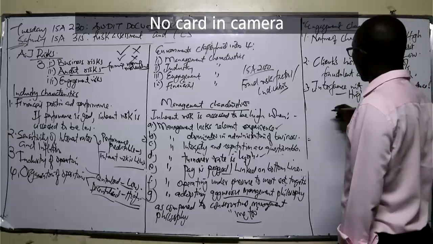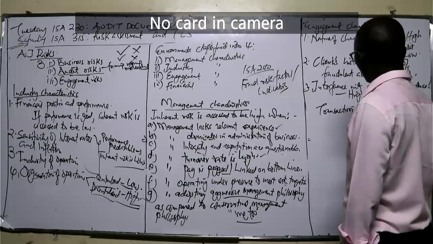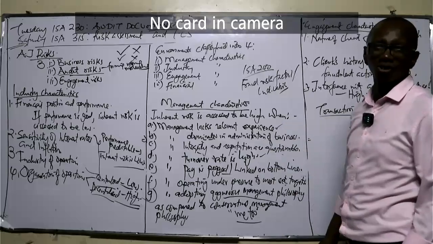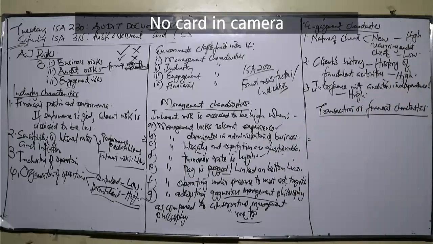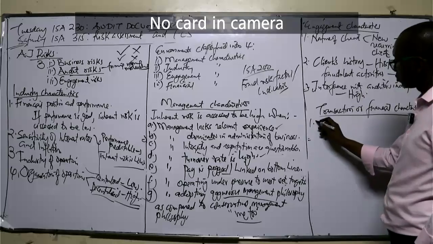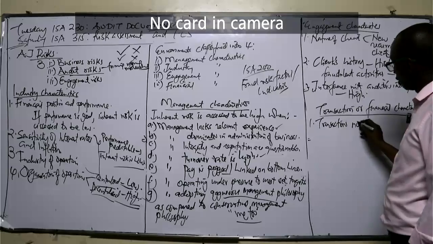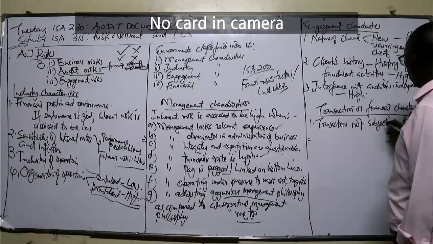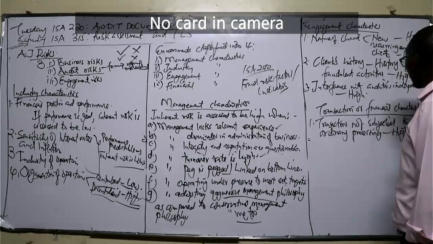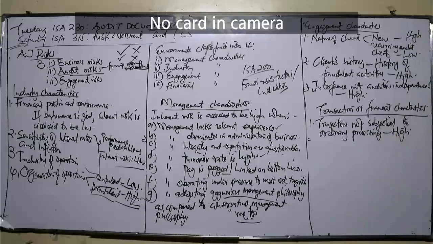The last classification, we call it transaction or financial characteristics. And these questions are so common, especially this one. We like testing about financial assessment of inherent risk. So number one, transactions not subjected to ordinary processing. Inherent risk is high. This is the way things are done, but for this one, it has been treated differently. There's an issue. There is departure from the norm, departure from the usual. We assess inherent risk as being very high.